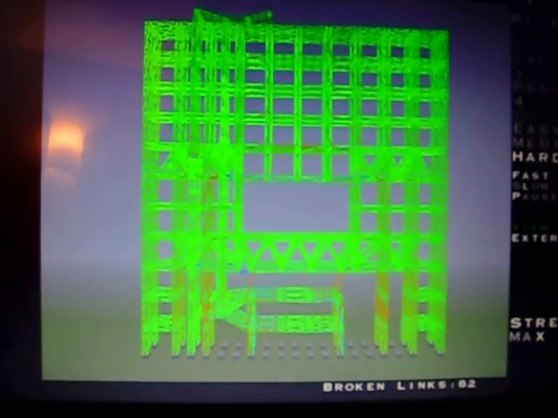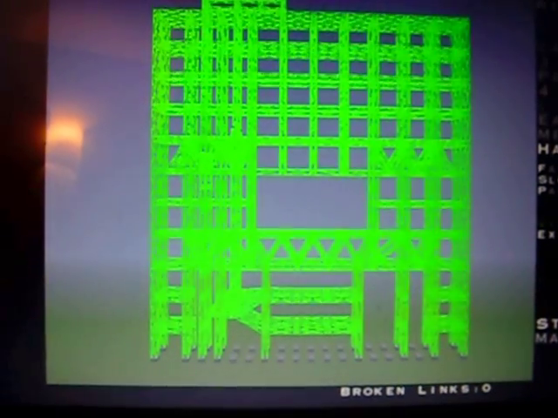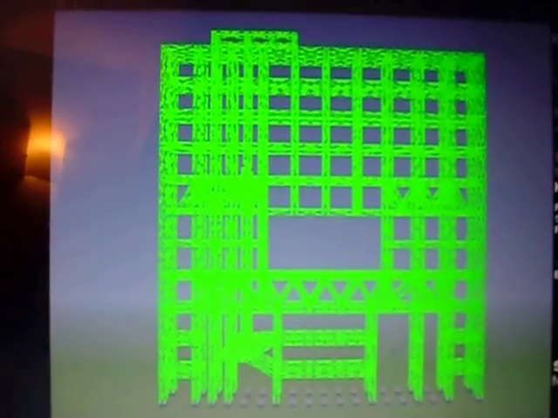Well, here's my take on the collapse of World Trade Center 7. This is it in fast speed. I'll reset it again, demonstrate it again. Let's set it to slow speed and have a closer look. Reset. Pause. Reset. Well, here it is, World Trade Center 7.